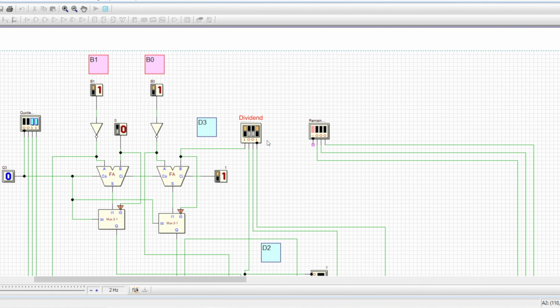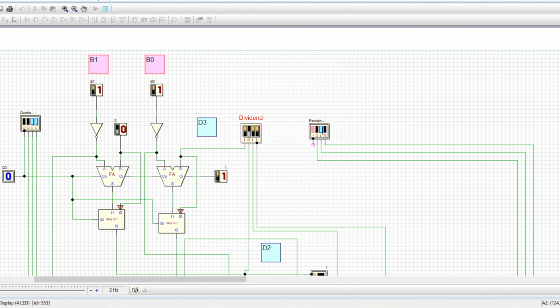Now the dividend is set to 1 0 1 1. So in that case, this circuit should perform 1 0 1 1 by 1 1, that is 11 divided by 3. As you can see, now the quotient is equal to 1 1, that is 3 in the decimal, and the remainder is equal to 1 0. In the decimal that is equal to 2. So once again we are getting the correct result.